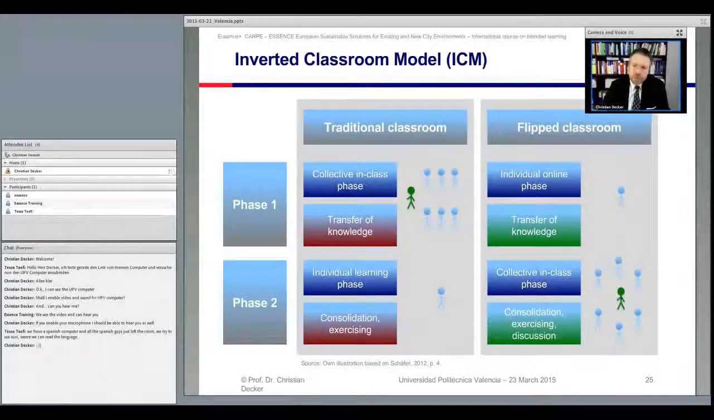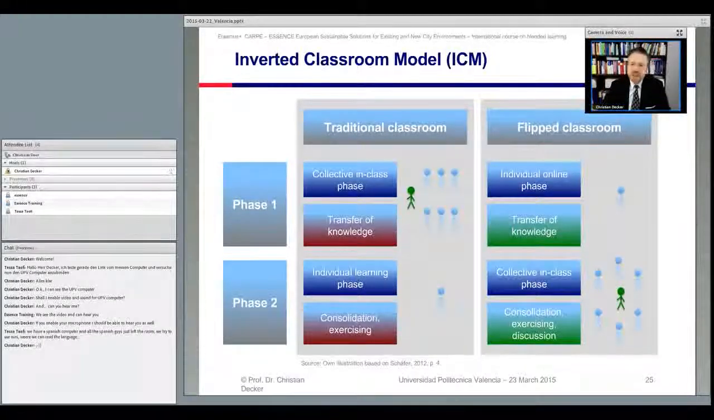In a flipped classroom setting, the transfer of knowledge would take place at home, during an individual online phase. So students would watch the e-learning, and they would maybe work with the accompanying elements and material that has been provided by way of the learning management system.